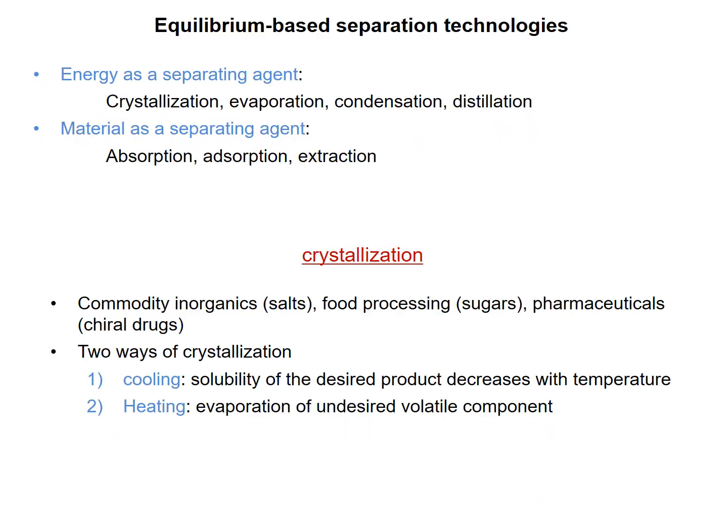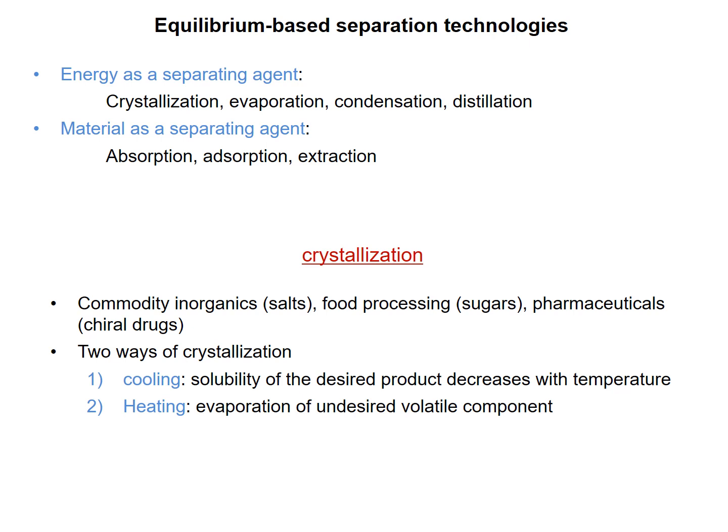Okay, let me explain about this technology. So I could classify the separation technologies into 2 sorts. The first one is the separation technology at which energy is used as a separating agent, like crystallization, evaporation, condensation, distillation. I have talked about that in the previous slide. Also, materials can be used as a separating agent, like absorption or adsorption and extraction.